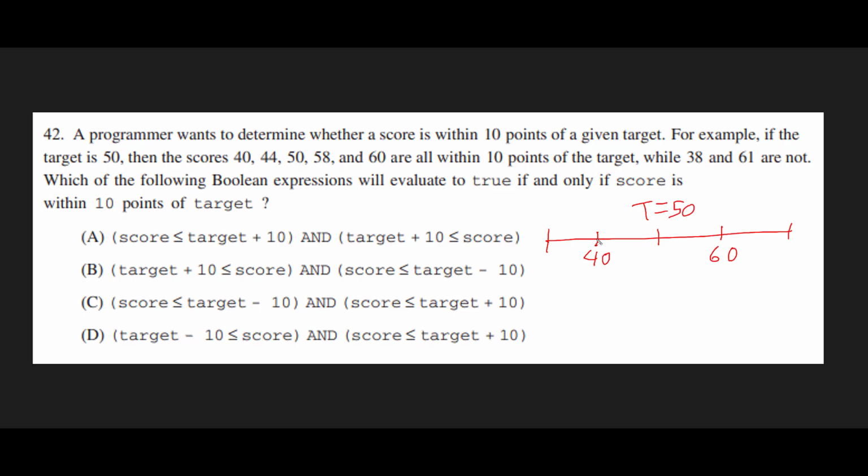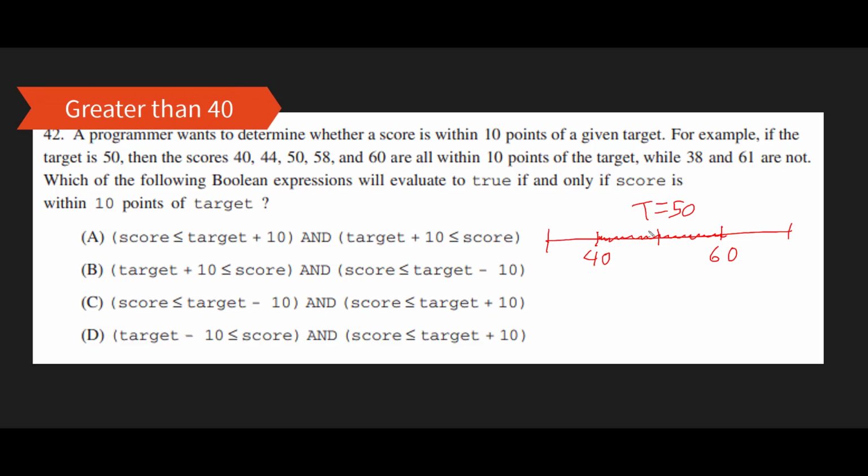And what we want to see is which one of these will tell you whether the score is in this range over here, right? So the score can be 45, it can be 55, but it cannot be 65, nor can it be 35, right? So it can't be any point below here or above here. So in essence, the score has to be greater than 40, and it has to be less than 60.